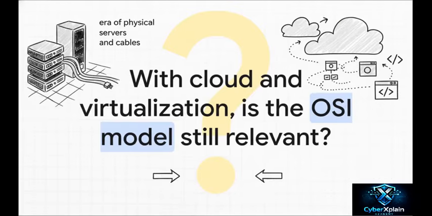And that brings us to a final, pretty big question. Look, the OSI model was designed back in the day, in an era of physical servers and plugging in actual cables. But today, our networks live in the cloud. We have virtualization, infrastructure as code. Things are way more abstract. So the question I want to leave you with is this. Are these classic 7 layers still the right way to think about our networks? Or is it time for a new model, one built for the software-defined future?